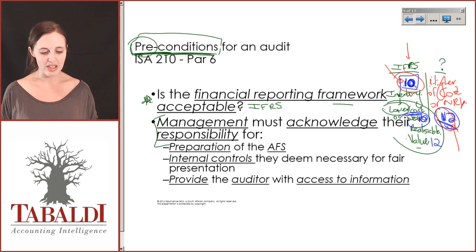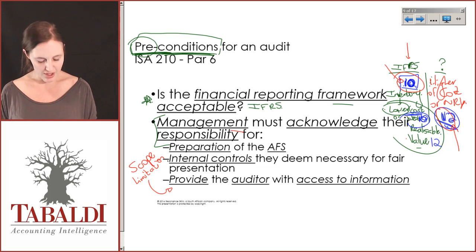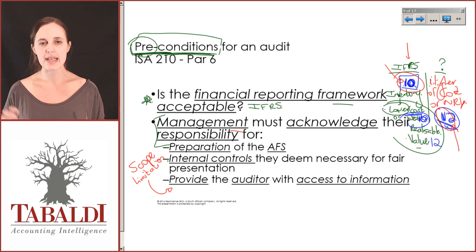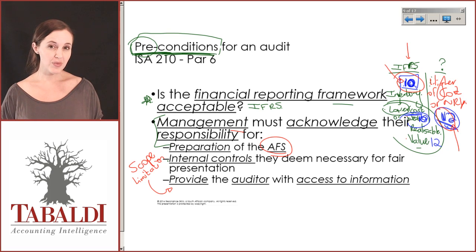Management must acknowledge responsibility for one, the preparation of the financial statements, two, internal control, and three, access to information. These are very popular. This is what we refer to as our scope limitation if we don't get this information. All we're saying is that before we start an audit, I need to make sure that management agrees that they have certain responsibilities. I don't want to pitch up there and find out that they haven't actually prepared the financial statements. It's not my job. If I prepare the financial statements as an auditor and then audit them, that creates a self-review threat for me in terms of the CPC.